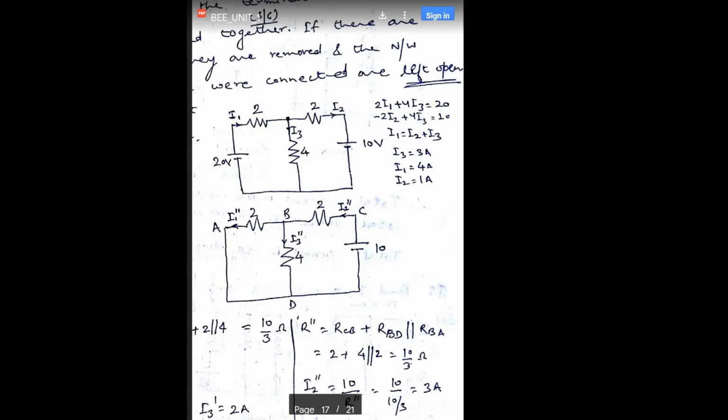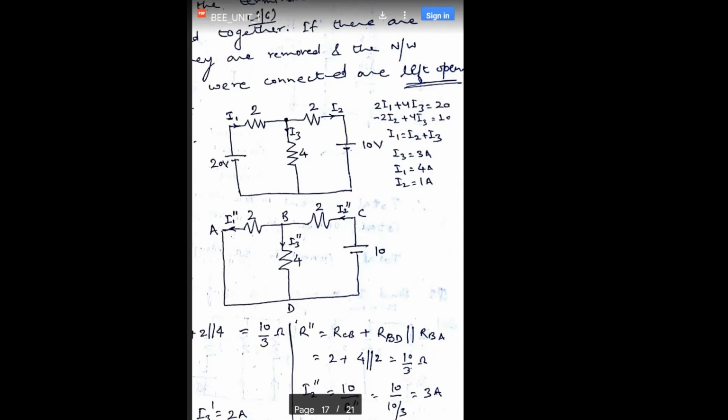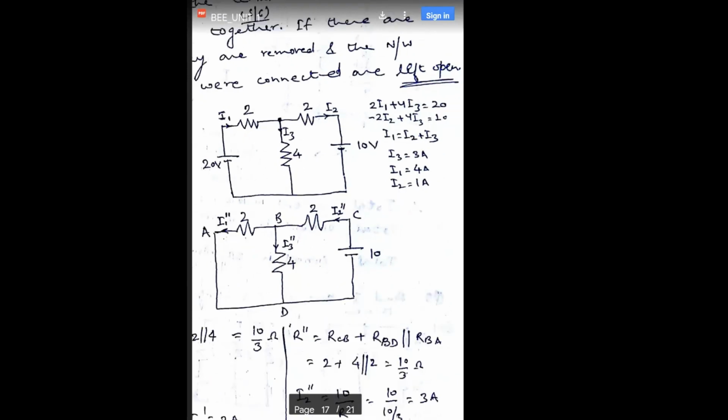Okay, if we consider the first loop, you can see the equations given. You are looking at the circuit as well as the equations. So 2I1 plus 4I3.